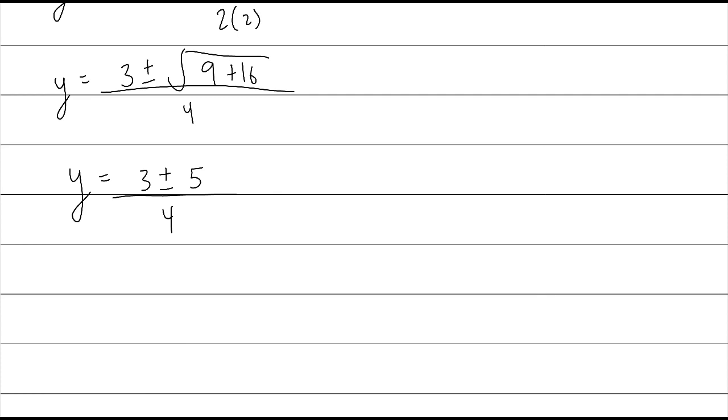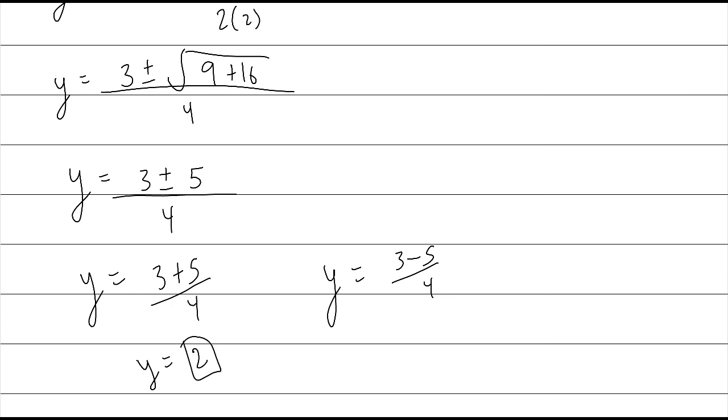Okay, can break this up into 2. Y equals 3 plus 5 over 4, and y equals 3 minus 5 over 4. The one on the left, 3 plus 5 is 8. 8 divided by 4 is 2. On the right, 3 minus 5 is negative 2. Negative 2 over 4 is negative 1/2. So there we go. Quadratic formula got me to the solutions without having to factor it. Although this one would have factored just fine.